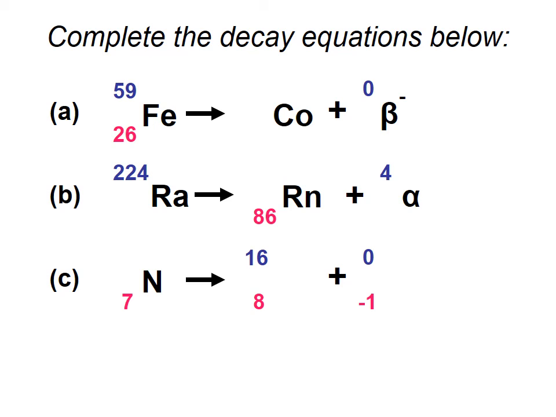Okay, so what you should have got was, of course, cobalt. The mass doesn't change, but the atomic number goes up by 1, and -1 there for the beta particle. For radon, it's going to go to 88 from the periodic table. It loses 2 there, but it becomes 220 because the alpha particle has a mass of 4 and a proton number of 2. And the final one with beta decay, you've got nitrogen-16 going to oxygen plus a beta particle.